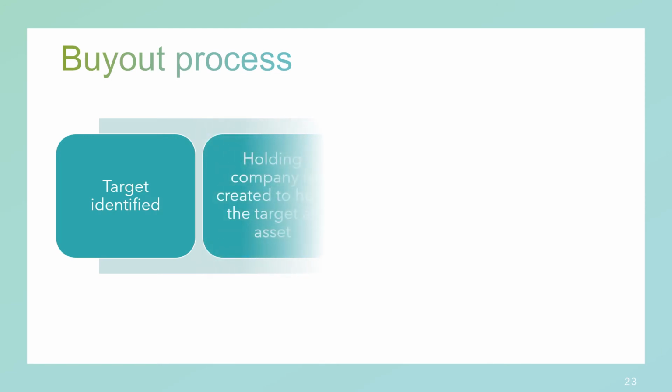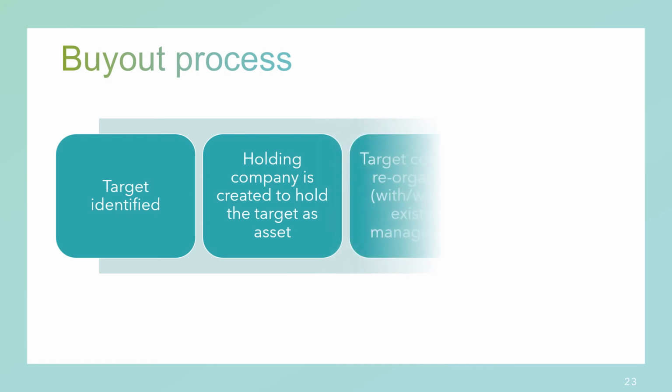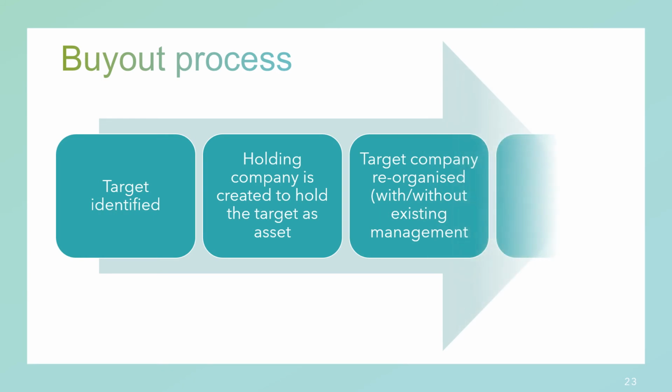There are four distinct but related stages in the buyout process. The first stage involves identifying the target. In the second stage, a holding company is created to hold the target as an asset. Arrangement of financing happens during this stage. The target company is taken private. In the third stage, the target company is reorganized. A new management, with or without existing management, is formed to enhance strategy and operation.